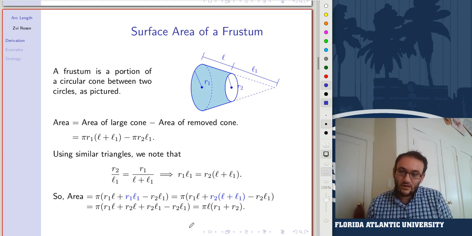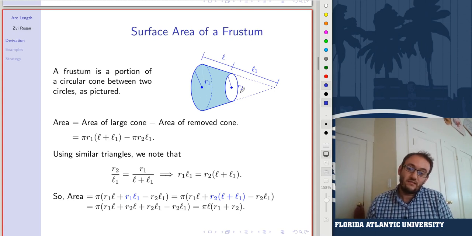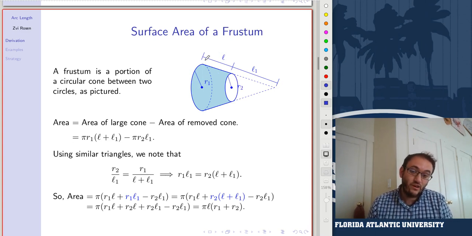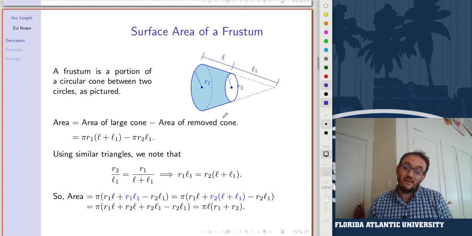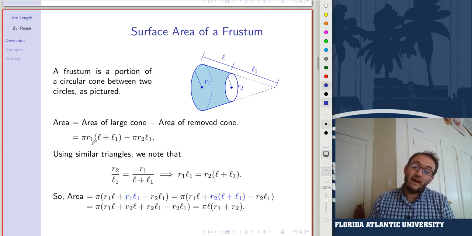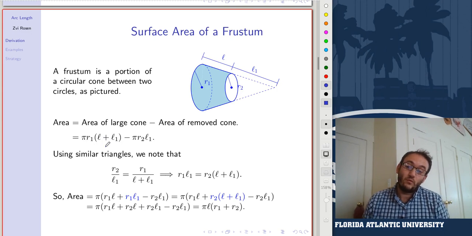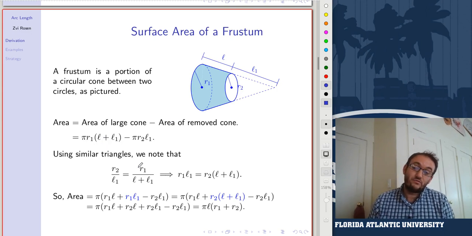So here the bottom circle is radius r1, the top circle is radius r2, the length of the portion that we have of the cone is L, and the length of the missing part of the cone is L1. So then the area is the area of the large cone minus the area of the removed cone, which is, from what we just computed, pi r1 times (L plus L1) minus pi r2 times L1.